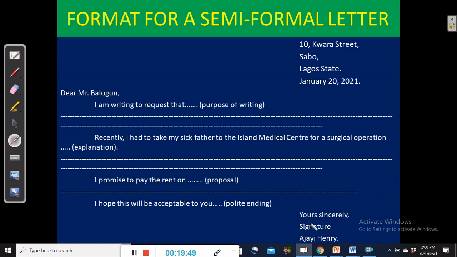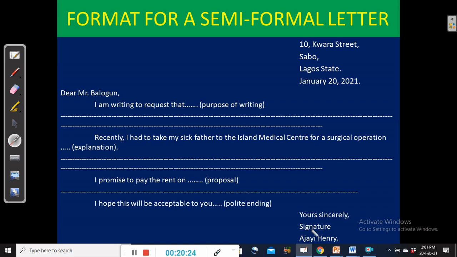Of course, some people have argued that this is optional. You may omit it, since it doesn't have a serious official implication. This is semi-formal, so you can as well append your signature, or you may leave it. Some people leave the signature, some people append their signature, depending on the degree of formality or otherwise.